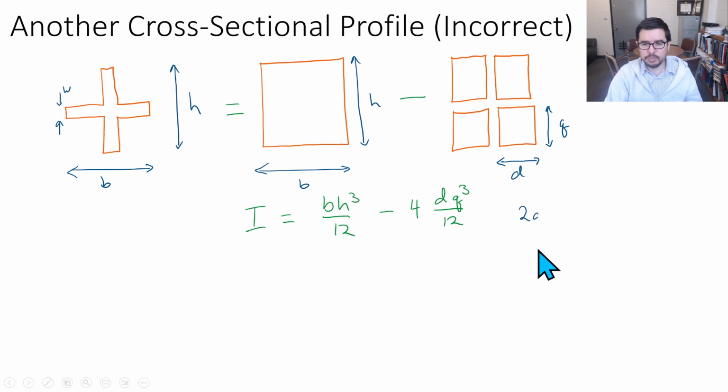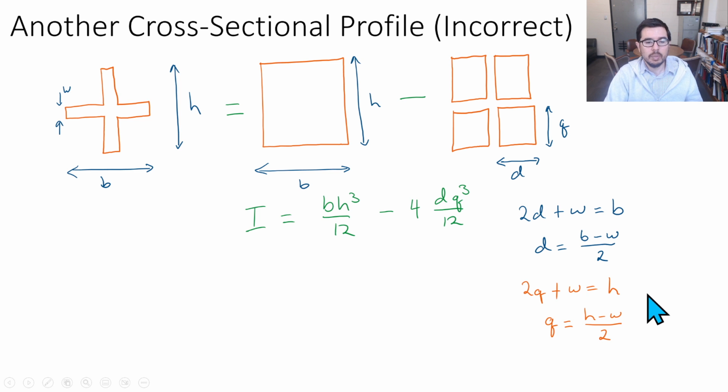And I could say that 2D plus W is equal to B, that's D plus W plus D is equal to B. And I could simplify this further, and you can look at 2Q plus W is equal to H and solve this as well. But then it looks good, but what did I do wrong?